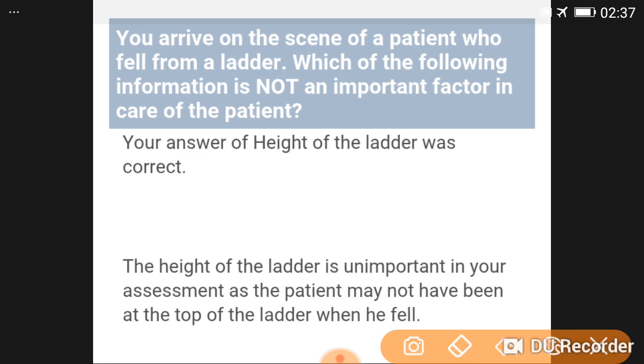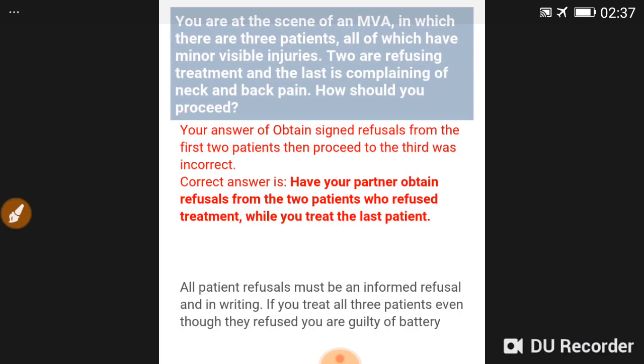You arrive on the scene of a patient who fell from a ladder. Which of the following is not an important factor in the care of the patient? Height of ladder. The height of the ladder is unimportant in your assessment as the patient may not have been at the top of the ladder when he fell.